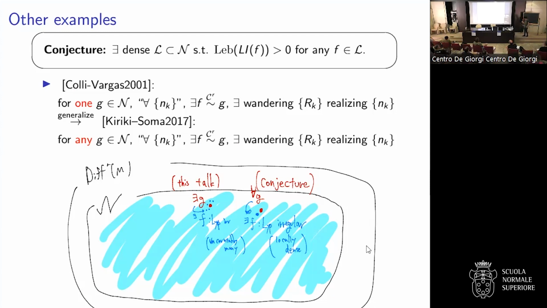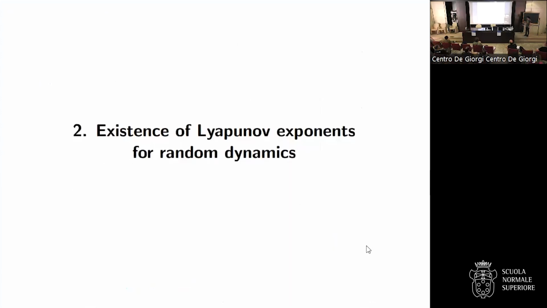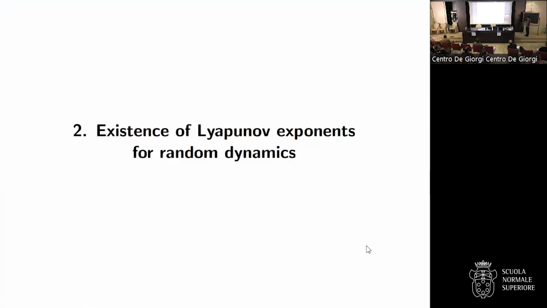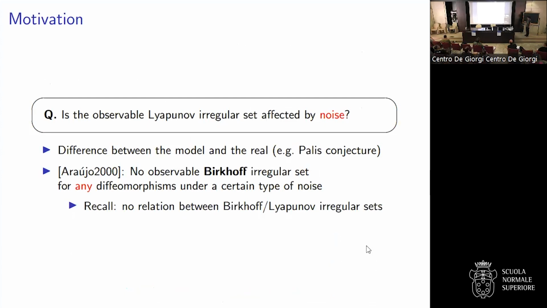Okay, this is the end of part 1, and my message is that in the deterministic case, we can easily find such a Lyapunov irregular map. So maybe we should be a little bit careful about it. Okay, so as I said, what happens if we add some noise to this system?